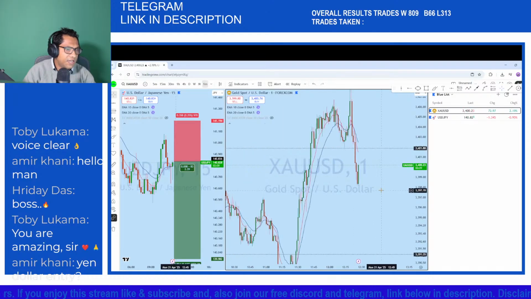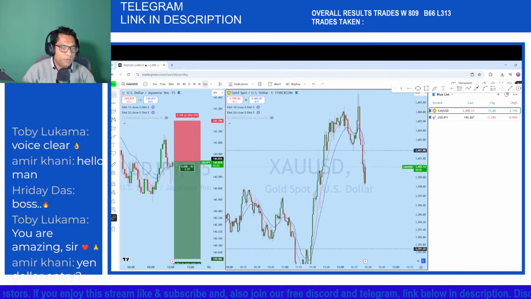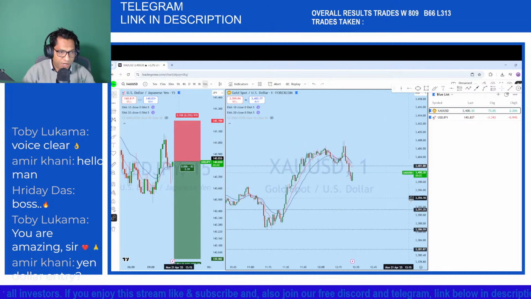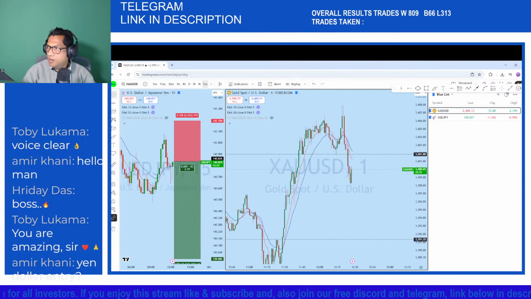Okay, so we may see that revert back. Once we see enough confirmation for an uptrend, we can look for a trading opportunity in this market as soon as we see that.